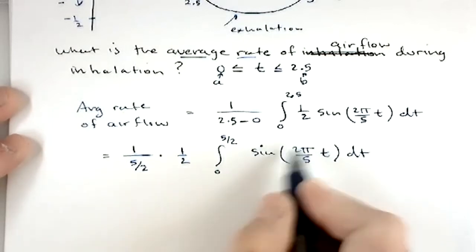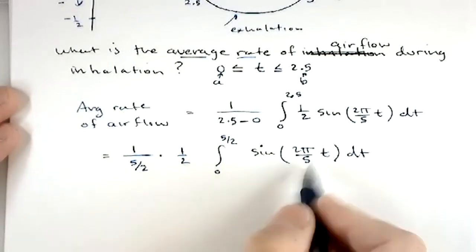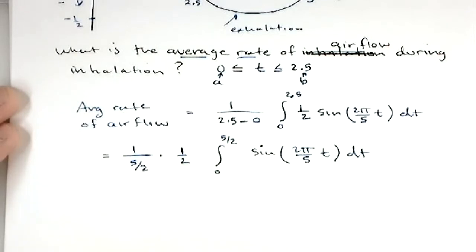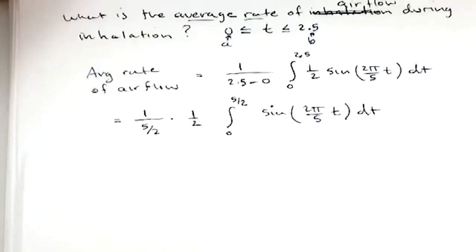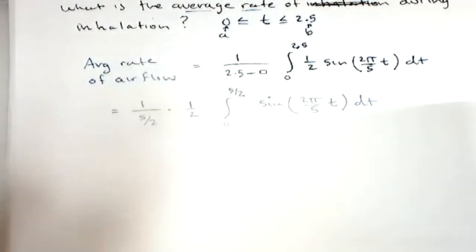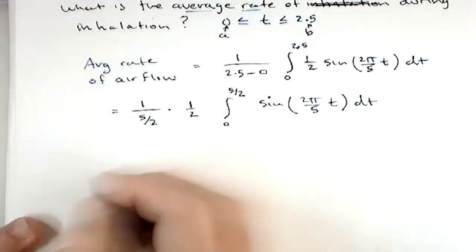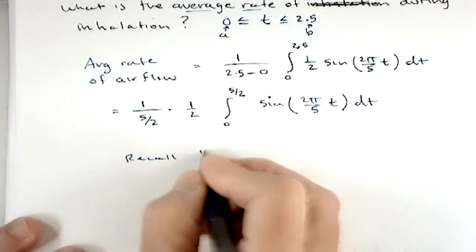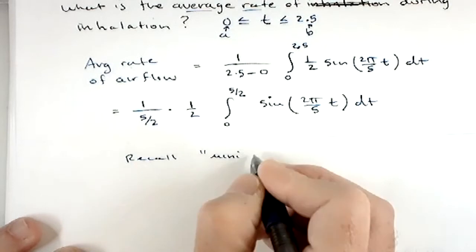Now to do this integral, there's two ways we can do this. When we were doing integration by parts, if you recall, I was telling you how you have to get kind of good at what I call a mini U substitution. I'm using a separate piece of paper here, so I'm just scribbling out here. Recall the idea of a mini U sub.